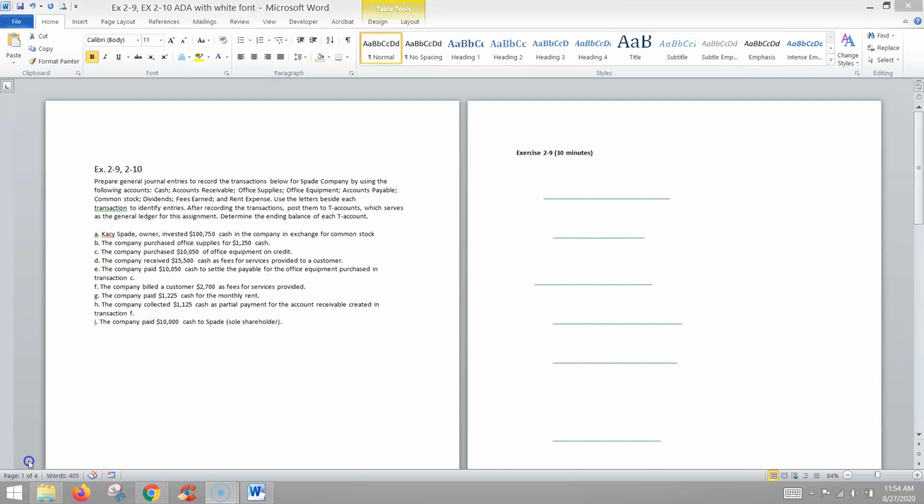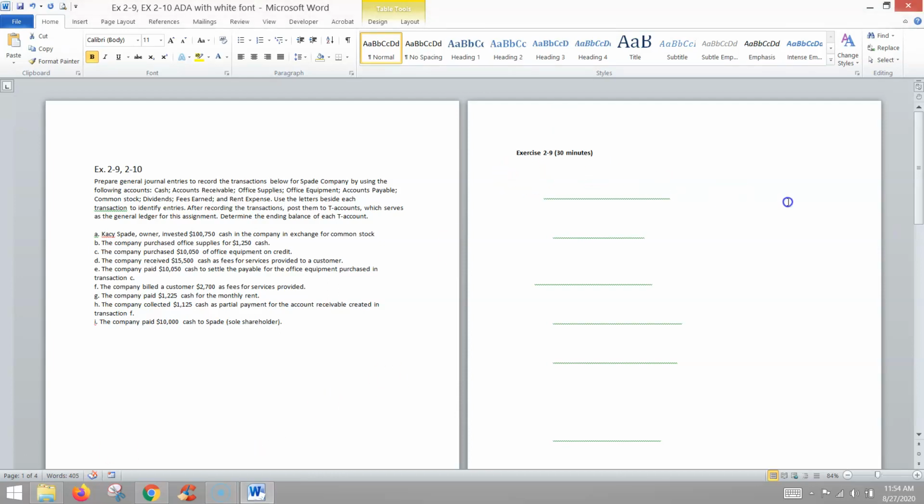So just like Chapter 1, we identify at least two accounts that are affected, what type of account they are, and if they're going up or down. We're also going to be looking at the type of account to determine if it's the debit or the credit. So for A, we have two accounts, cash, which is an asset and is increasing, and common stock, which is an equity account. It is also increasing. When an asset increases, it's a debit. When equity increases, it's a credit.